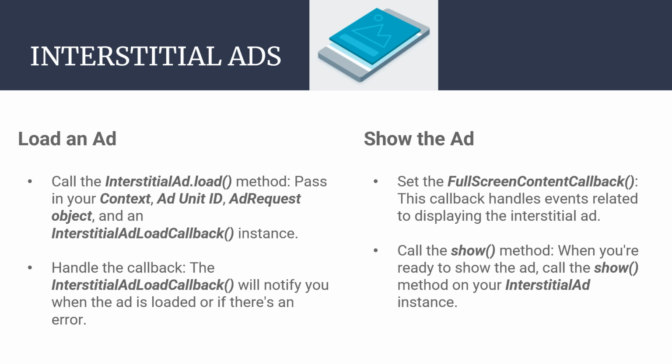For interstitial ads, to load an ad, you call the InterstitialAd.load method, pass in your context, ad unit ID, ad request object, and an InterstitialAdLoadCallback instance. This will notify you when the ad is loaded or if there was an error. And then to show the ad, you set a full screen content callback method to handle events related to displaying the interstitial ad. And then when you're ready to actually display the ad, you call the show method on your interstitial ad instance.